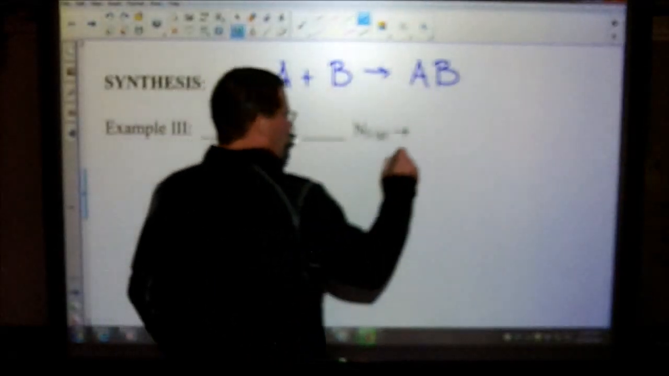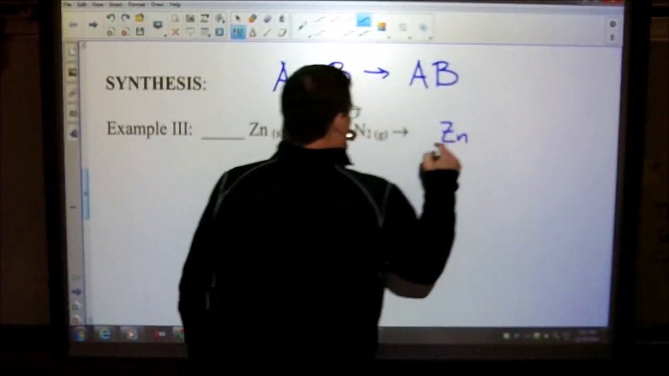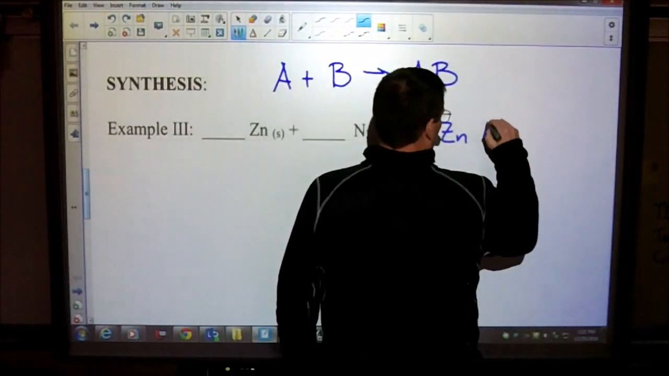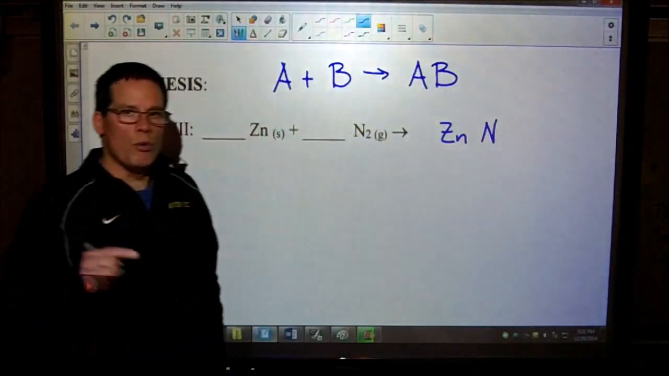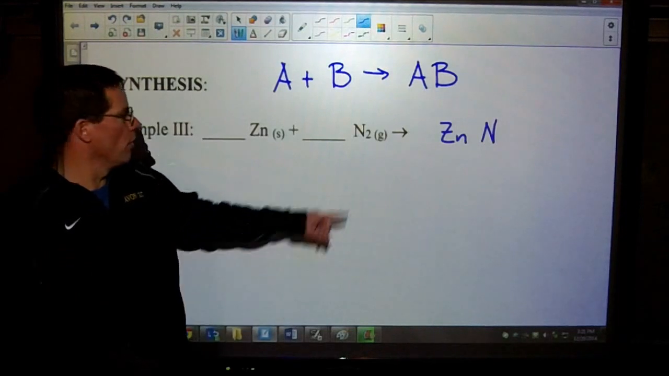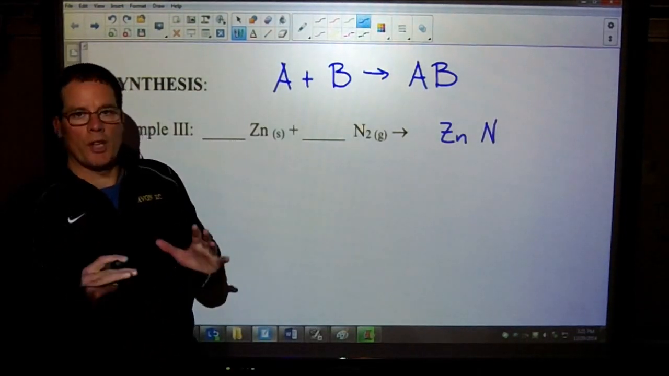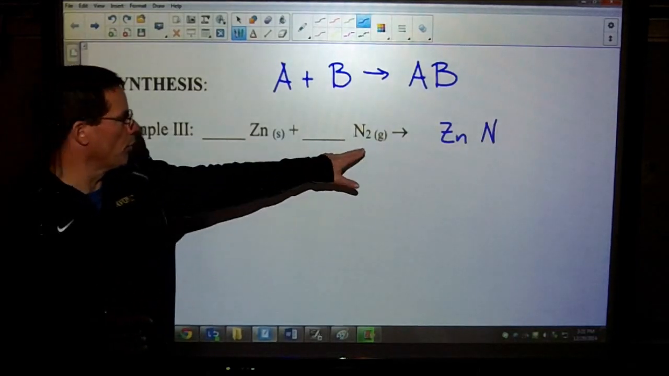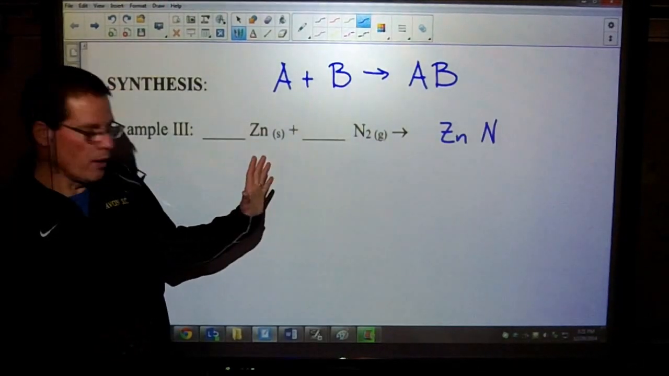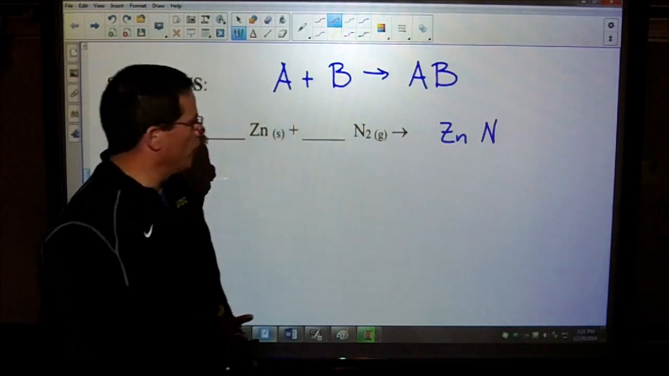So here we do have zinc, and we have nitrogen. Now, the key to this is do not bring the coefficient over, or I'm sorry, the subscript over, unless it's a polyatomic. That's the only time you copy subscripts. Here, we're just going to bring one example or representative from each.